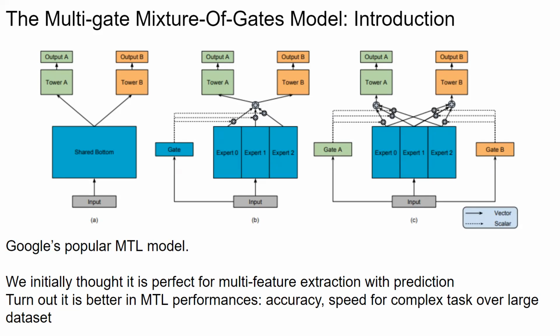So we initially thought that it might be perfect for our task because of its multi-feature extraction, and that it might help boost our prediction accuracy. However, it turned out to be better only in multitask learning performance, in terms of accuracy and speed on complex tasks and over large datasets. The prediction is not really good because it lacks timing mechanisms.